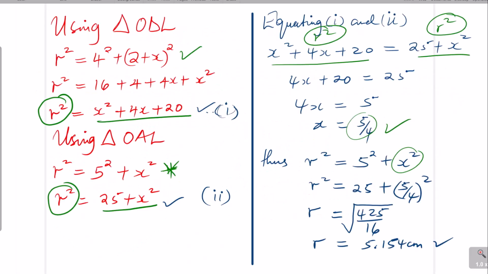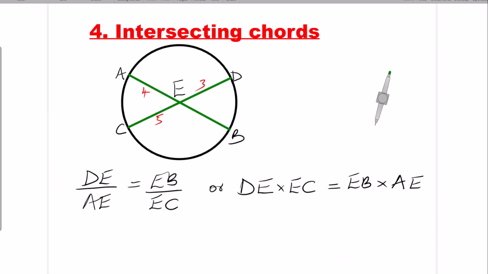Very good. So we go to the next property, and the next property is intersecting chords. Intersecting chords of a circle. So you have two chords here, AB and CD. Those chords are intersecting at E. So this is a property involving intersecting chords. When you take DE divided by AE, let's look at the diagram, that is equivalent to EB divided by EC. Or if you cross multiply, you can also use this property. DE multiplied by EC is equivalent to EB multiplied by AE. So that is the property involving intersecting chords.